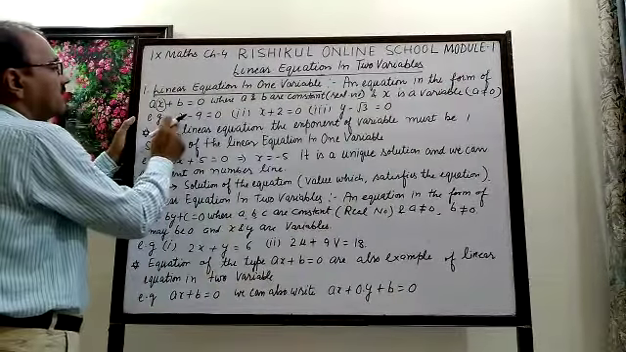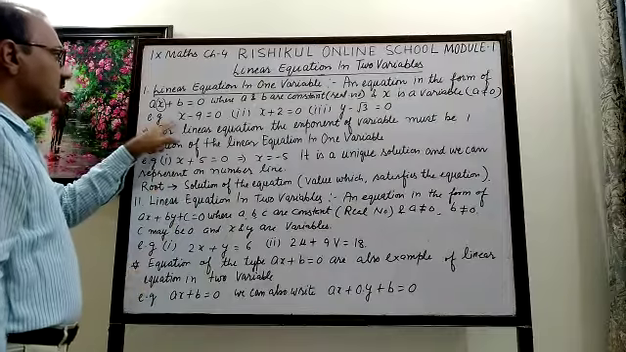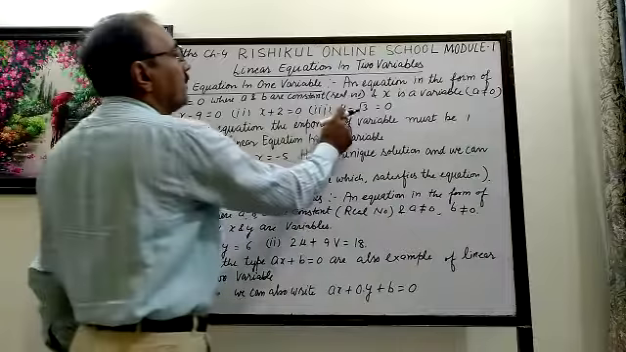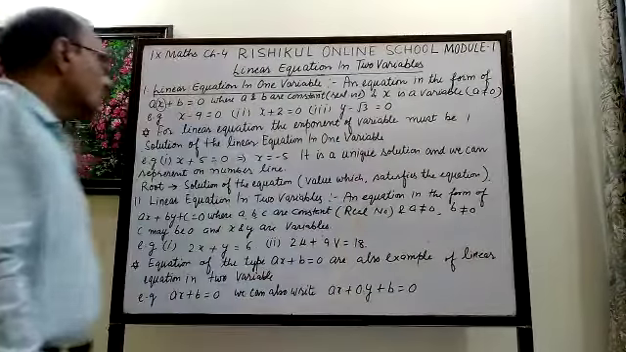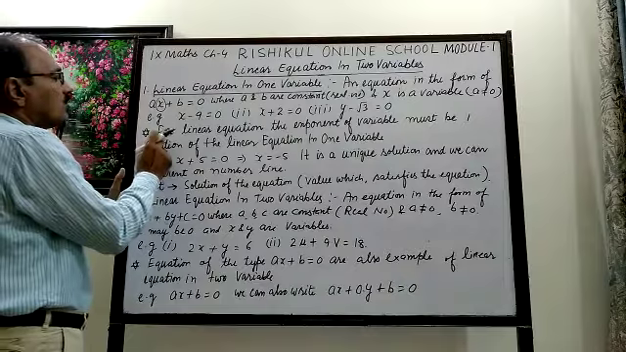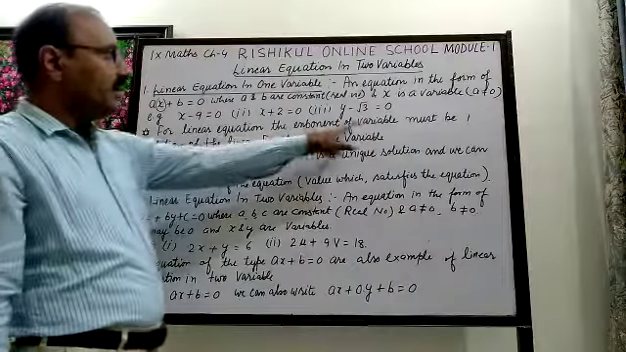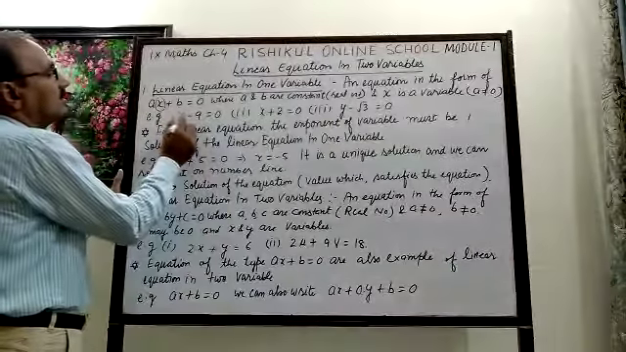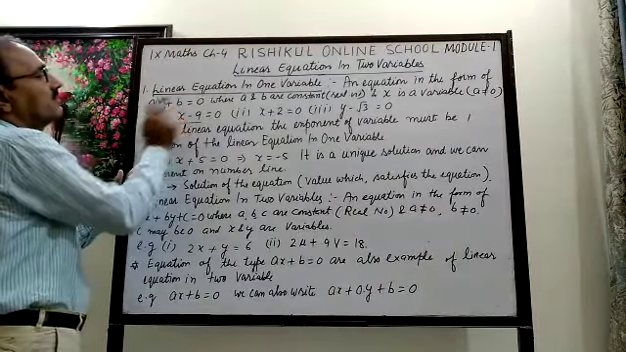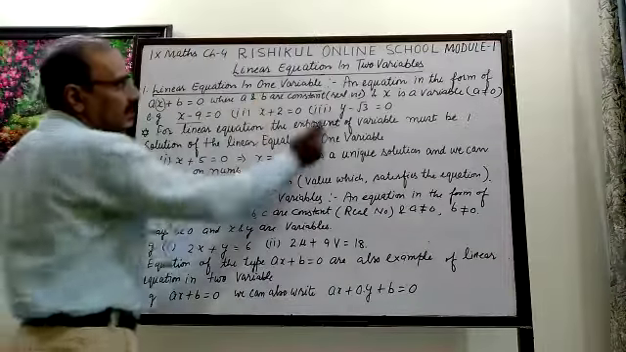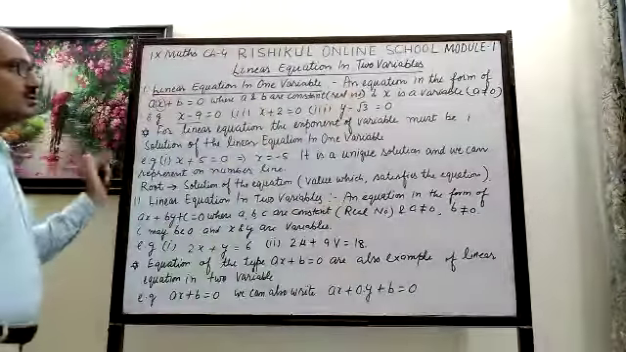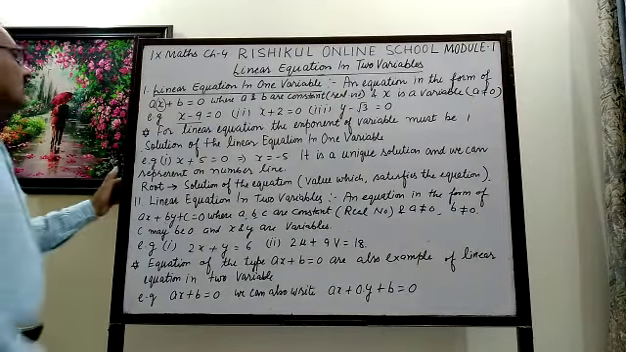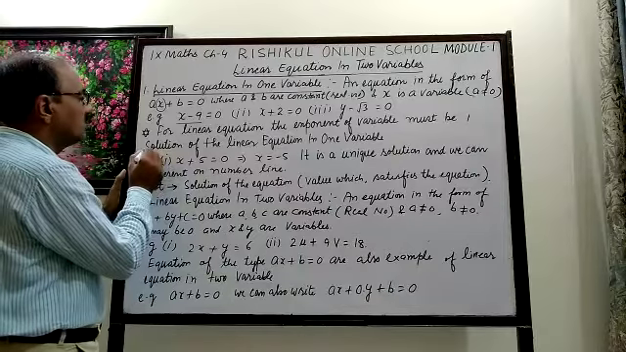For example, x minus 9 equal to 0. x is the variable and 9 is a constant. And x plus 2 equal to 0. y minus root 3 equal to 0. One important thing is, for a linear equation, the exponent of the variable must be 1. See, here the exponent of this variable is 1, and this also 1, and the exponent of y also 1. Clear?